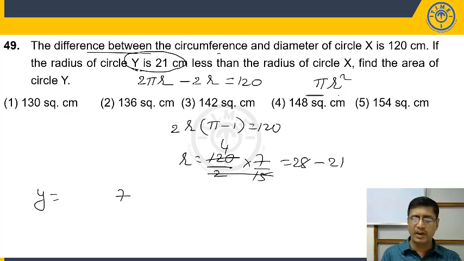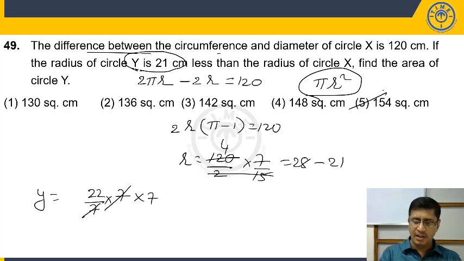So what do we need to find? The area. Area means pi r square. The value of pi is approximately 22 by 7. So 22 by 7 into 7 squared, simplify. Now the product of these numbers is the answer. The product is 154 square centimeters. The right choice is option number 5. The fifth choice is the answer for this question.